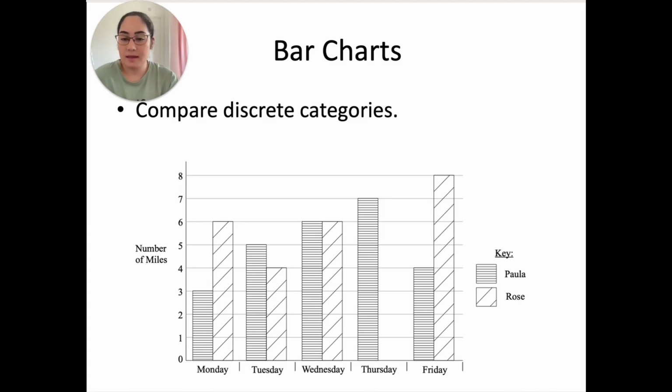And what we're looking at is the number of miles, so we need more context here, but the number of miles they ran or walked in a week, in a day, it doesn't matter. But that's the number of miles, and they walked on different days. And notice how we're missing Rose's information for Thursday. That's probably what the question was asking. But we have discrete categories that are represented by different bars.